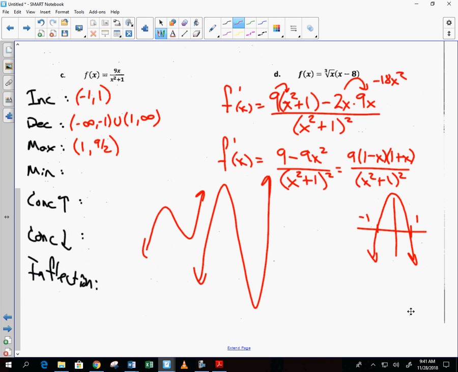Yes. Because I want to draw a perfect graph. But you're going to on your assignment. The max occurs where you go from positive to negative, and the graph goes from positive to negative. The local min is going to occur at, if I plug in -1, I get a -9 up top. What do you get in the bottom? 2. So we get -9x.